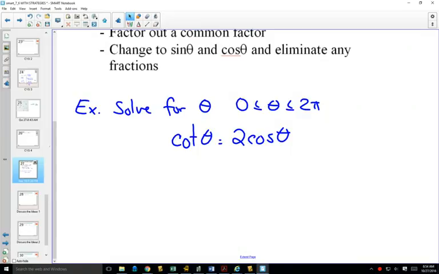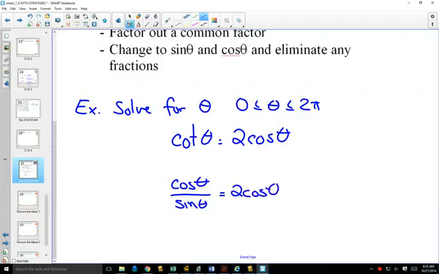So we try to think, well, can I change cos to cotangent, or can I change cotangent to cos? Do we have something that would change one of these to get things all in one trig function? And that doesn't work in this case. So since we can't change it all to one trig function, we might start by saying, well, let's change things to sine and cos. I know I can change cotangent to cos theta over sine theta is equal to 2 cos theta.